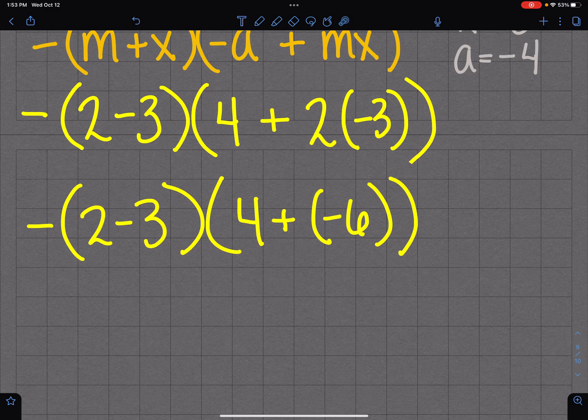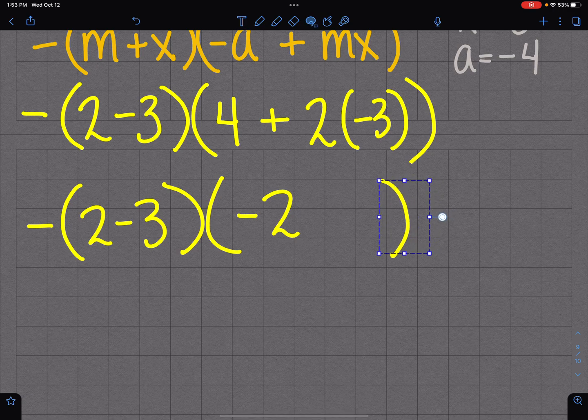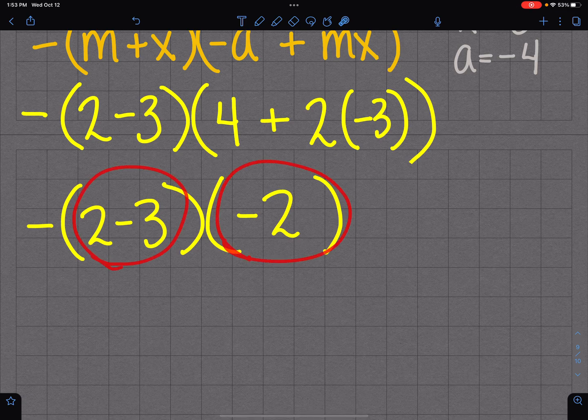So let's do this part next. This is the next nucleus. 4 minus 6 is negative 2. Okay, where's the next nucleus? We do multiply these things together, but we have to do inside the parentheses first. So we have to do this first. 2 minus 3. 2 minus 3 is negative 1.